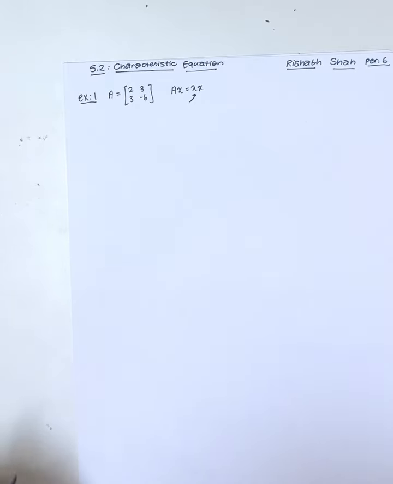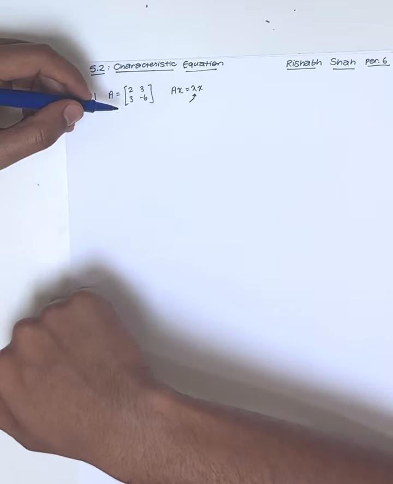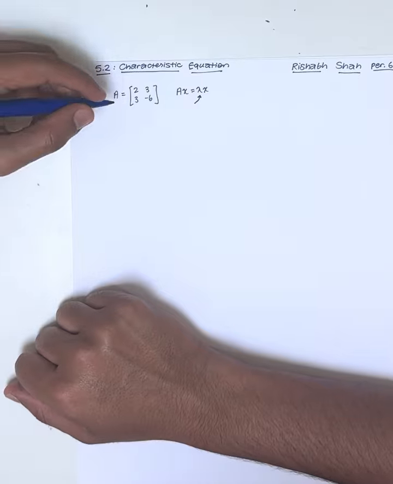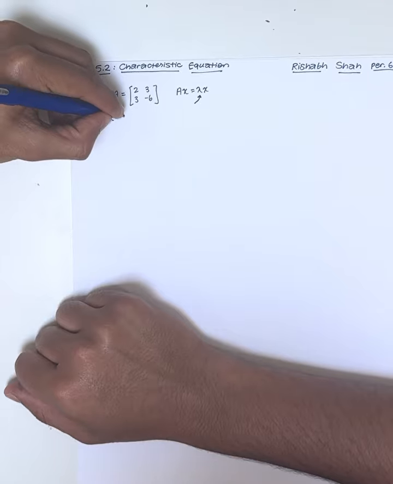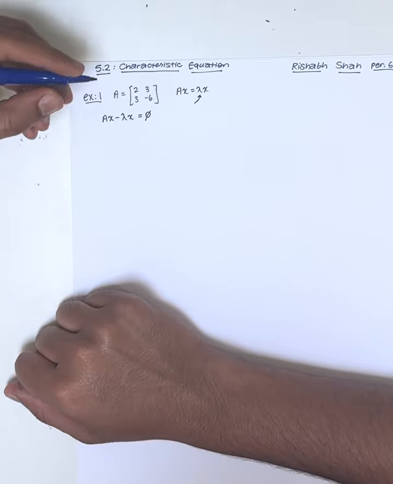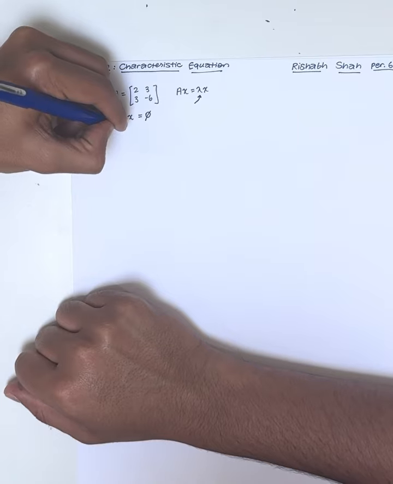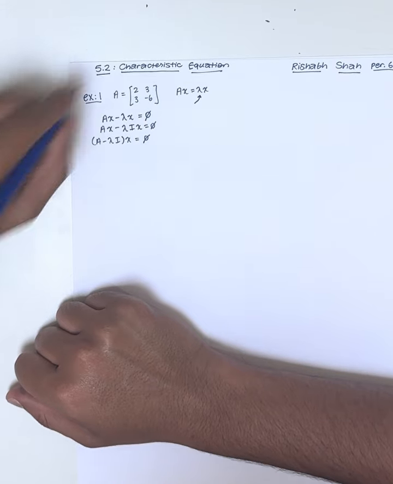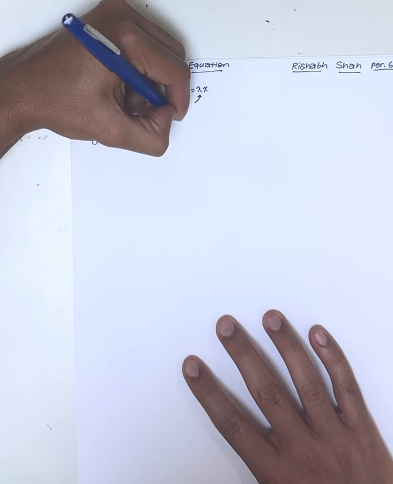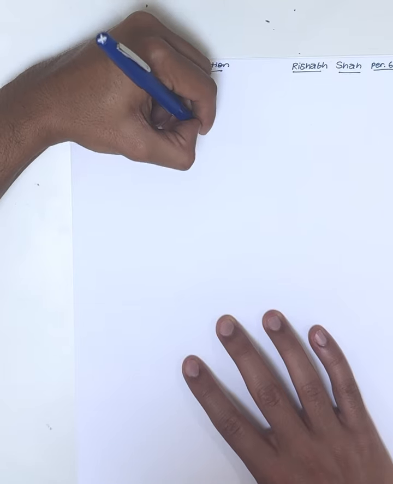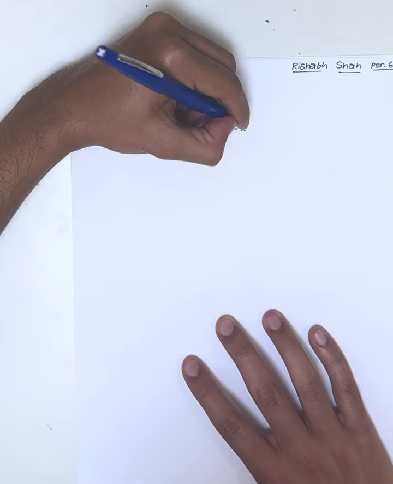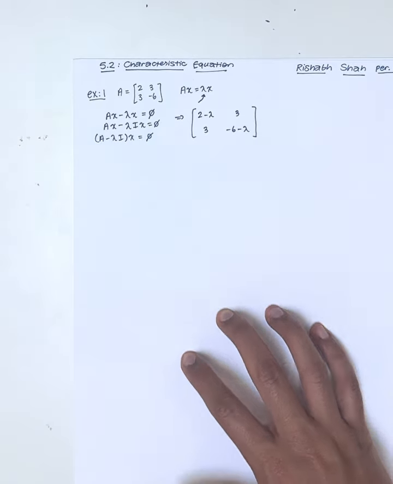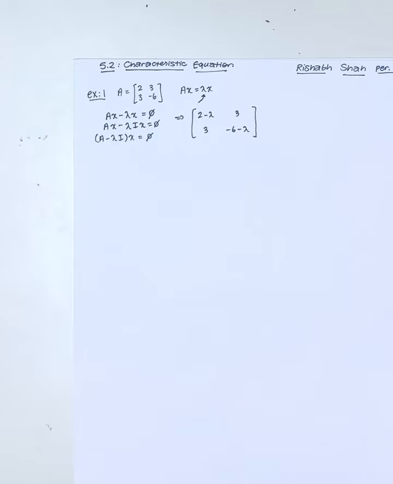Of course, we have to be able to find this. How can we do that? We first begin by using the invertible matrix theorem. I'm going to quickly rederive the equation we originally used: Ax - lambda x = 0, which we can set as (A - lambda I)x = 0. If we take A - lambda I, we get [2 - lambda, 3; 3, -6 - lambda]. This matrix times a vector x is equal to 0.